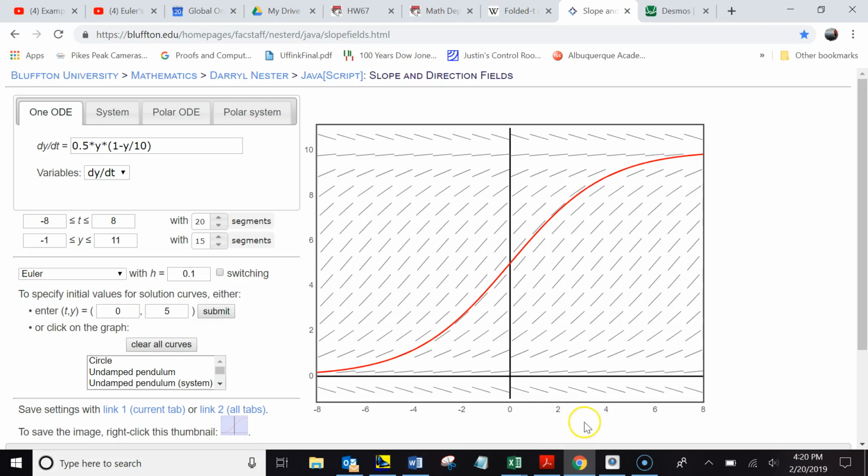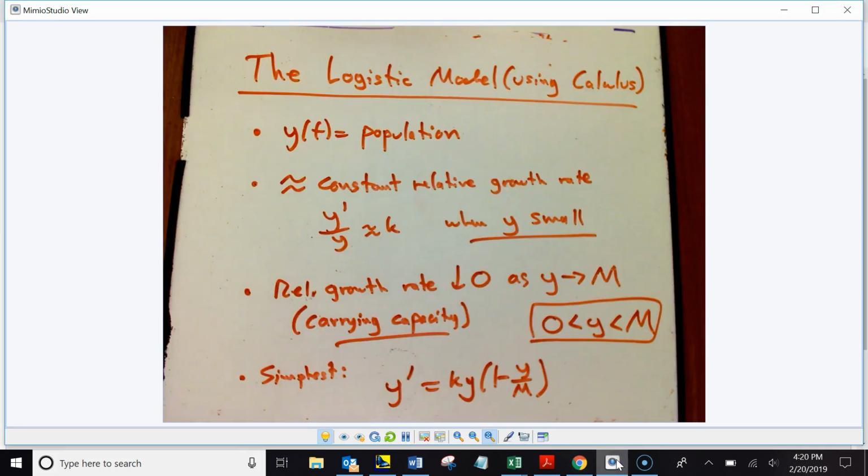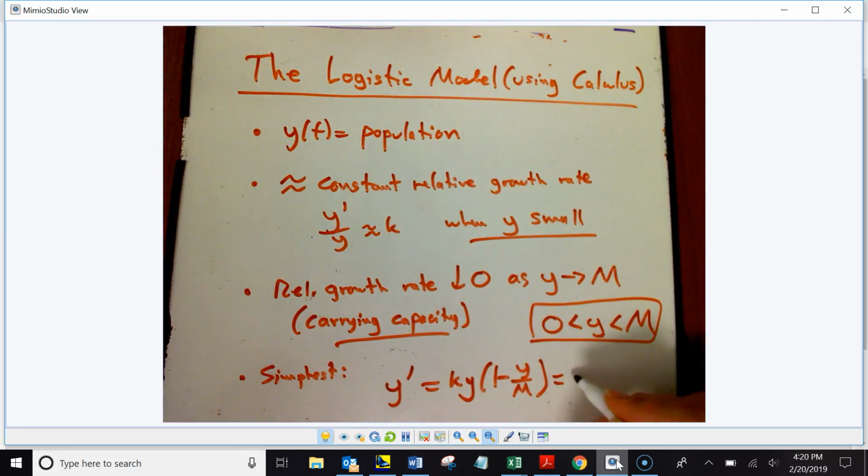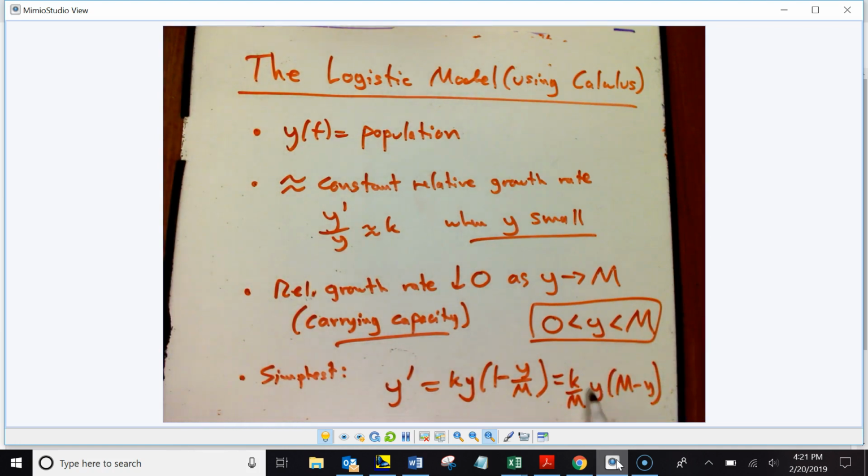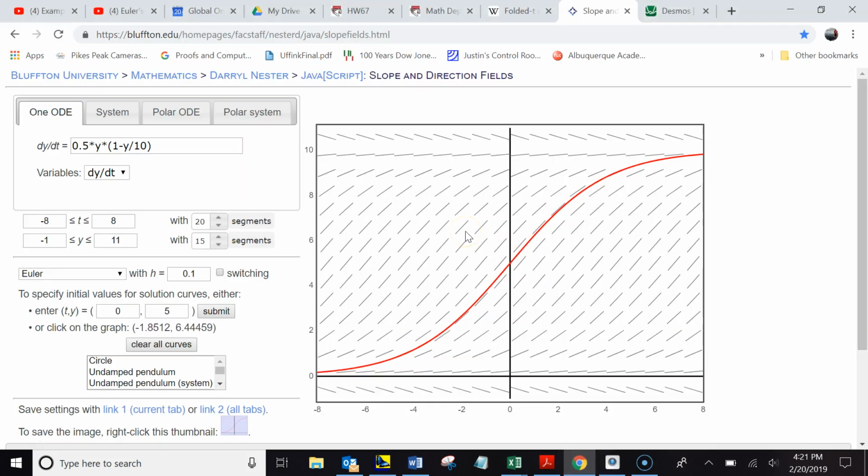You can see that if we rewrite it in a slightly different way: k over m times y times m minus y. The factor y increases from 0 to m as y goes from 0 to m, while the factor m minus y exactly symmetrically decreases from m to 0 as y goes from 0 to m. And so there's a lot of symmetry around the line y equals m over 2. You can see that from this picture.